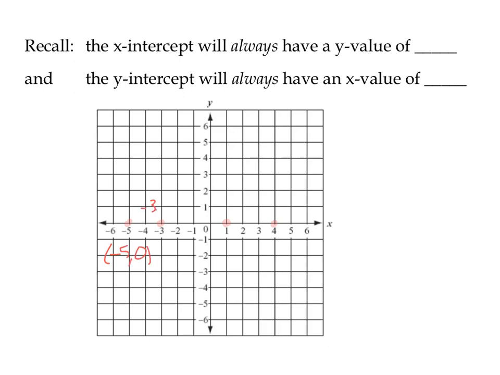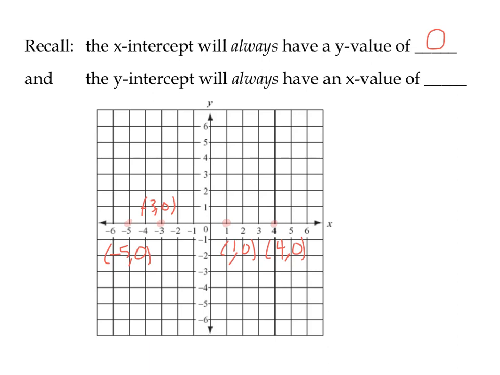This would be -3, 0. This would be 1, 0. 4, 0. You notice they all have a y value of 0. The x-intercept will always have a y value of 0. It's always a point right on the x-axis. It doesn't move up or down any y value other than 0.